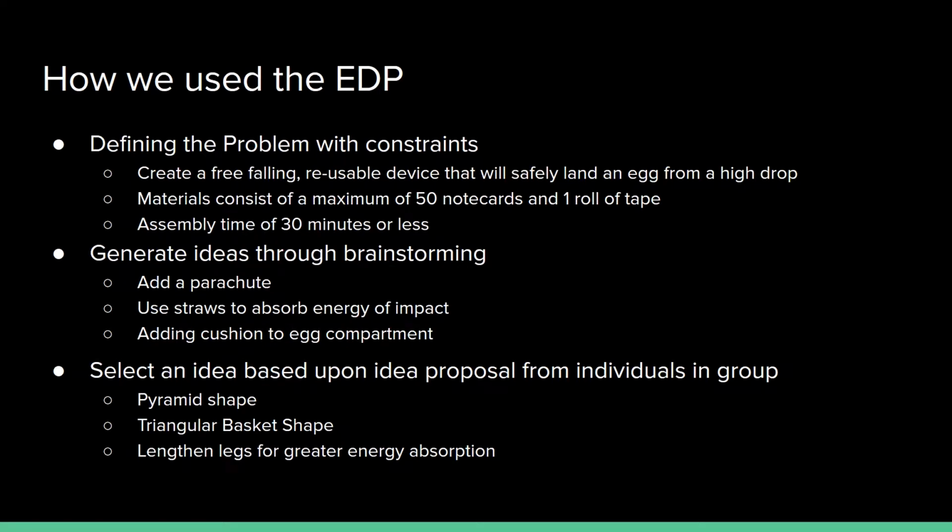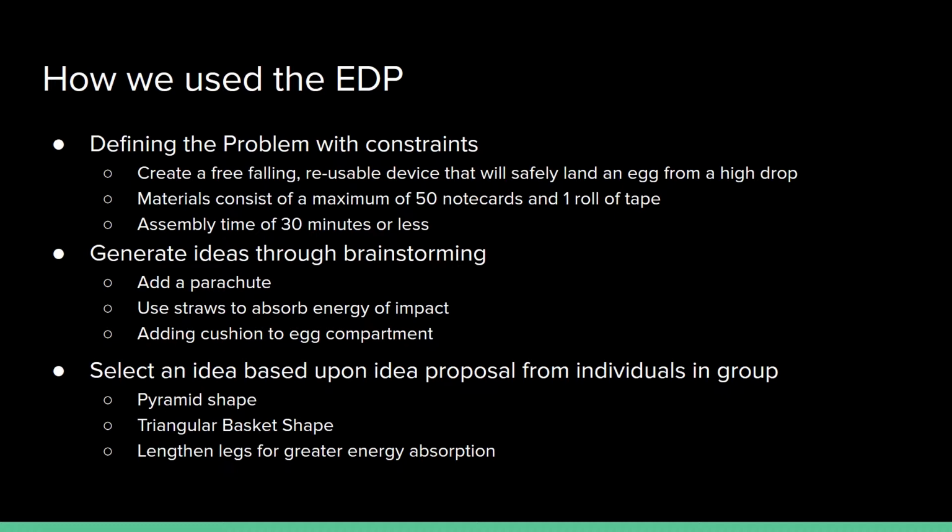So to begin this presentation, I'm going to speak about how we used the engineering design process in the creation of our egg drop device. We started out by defining the problem with constraints, which is the first step of the EDP. We were to create a free-falling reusable device that would safely land an egg from a high drop. We had 50 note cards and one roll of tape to use, and the assembly time for this project was 30 minutes maximum. We started by generating ideas through a brainstorming process.